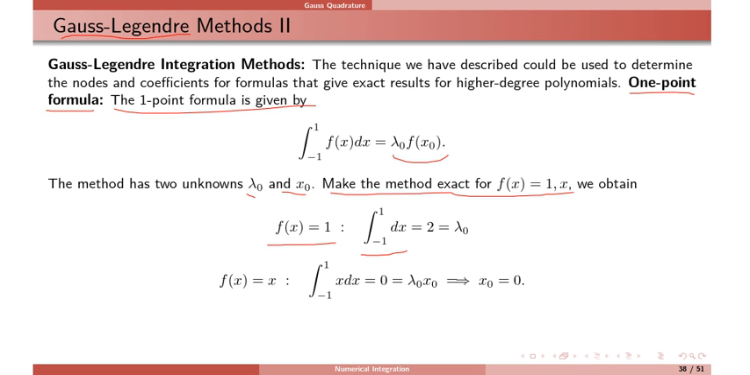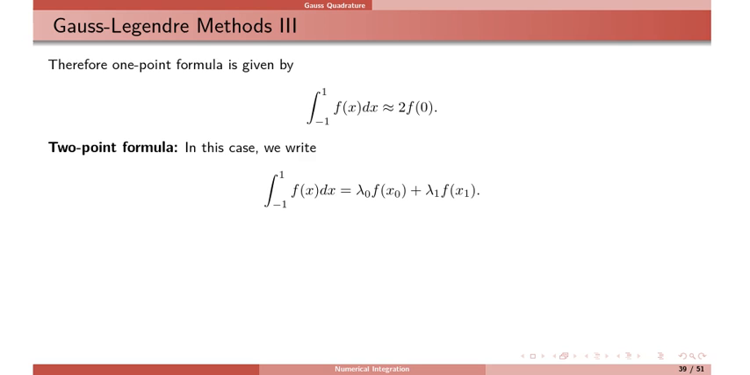Then f(x) equal to x. The integral from -1 to 1 of x is 0, since x is odd, and it equals lambda 0 f(x0). f(x0) is just x0. So you get x0 equal to 0, as lambda 0 is non-zero, which is 2. So the 1-point formula is just the integral from -1 to 1 of f(x) dx equal to 2 times f(0). Just compute the function value at 0 and multiply by 2. This is the simplest 1-point Gauss-Legendre formula.